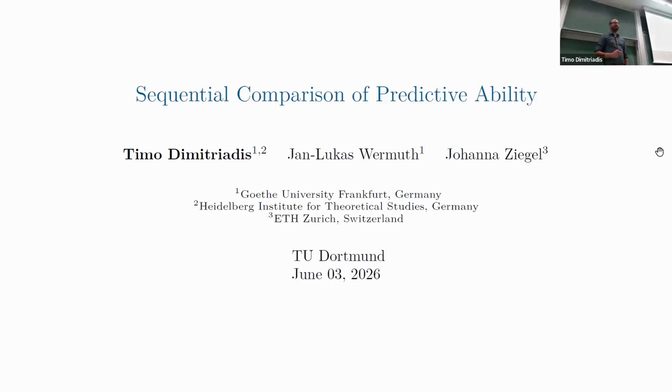So what we are doing here is sequential comparison of predictive ability. So we're going in the direction of doing time-uniform inference. And this is joint work with Jan-Lukas Wermuth, who's a PhD student in Frankfurt, who did, I would say, most of the hands-on work on the project, and Johanna Ziegel from ETH.